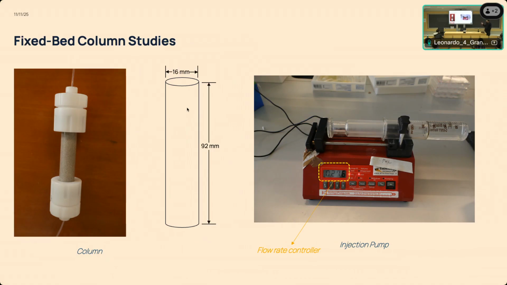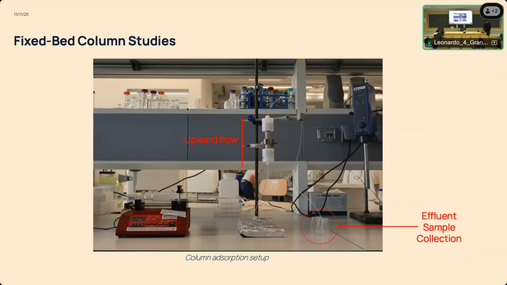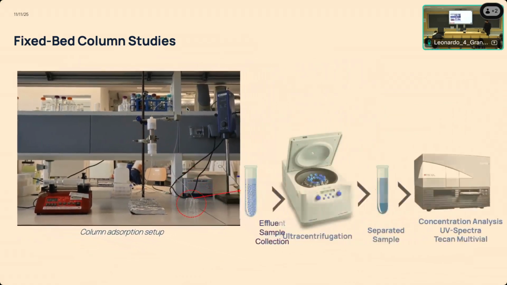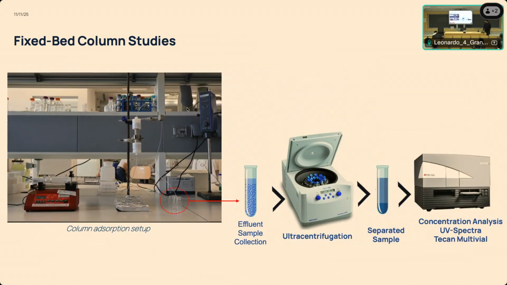We used this instead of a peristaltic pump because it has a much more controlled and continuous flow rate. And in our column adsorption setup, we used an upward flow setup, which helps us to prevent channeling during the injection of the contaminant. Also, we used effluent sample collection, and the characterization of the outlet concentration was almost the same as the batch experiment, where we used the UV spectrum. And we measured all these concentrations at the outlet, which helps us to plot the breakthrough curve as a function of pore volume or time.